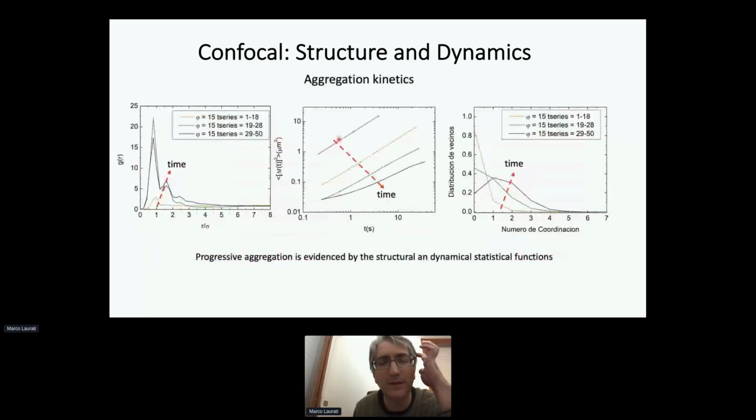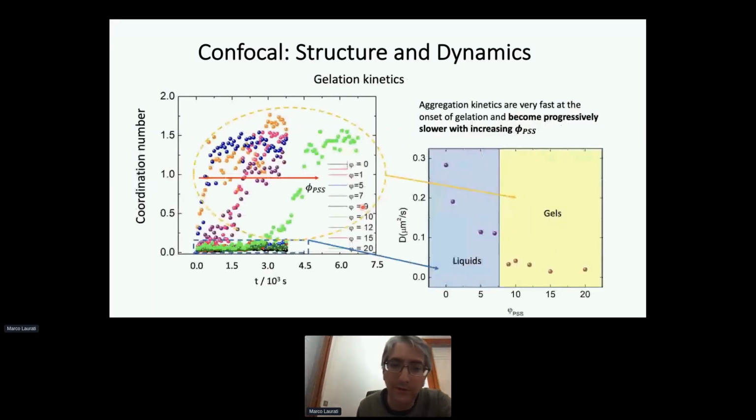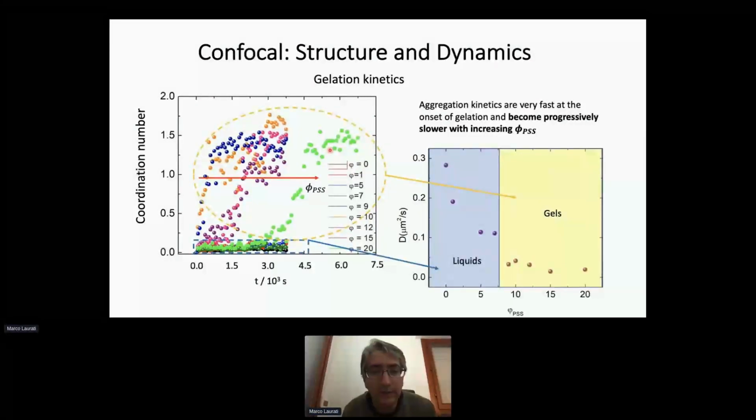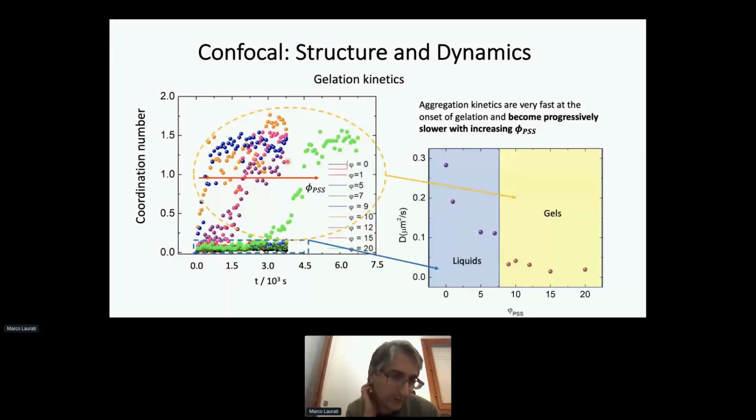And now, as I said, in this system, we can actually investigate the kinetics of the aggregation. For example, you can follow the evolution of the pair distribution function, of the mean square displacement, and the bond distribution with time, which evidently indicate the progressive aggregation. So we did that for all the systems that we investigated. And there is where we found something that I would say is interesting, which we don't understand completely yet, but which is sort of unexpected, I would say.